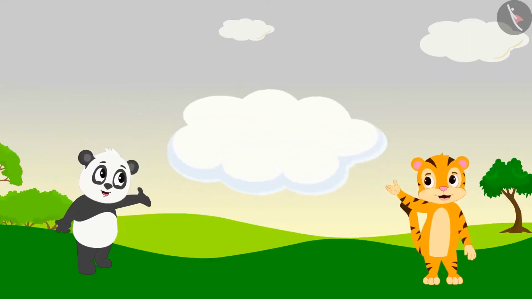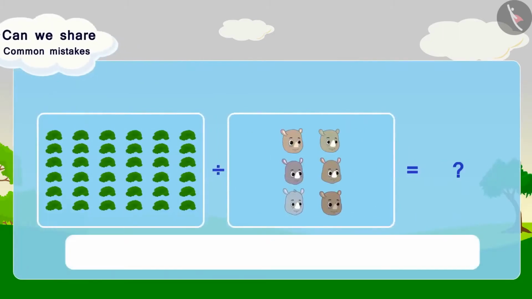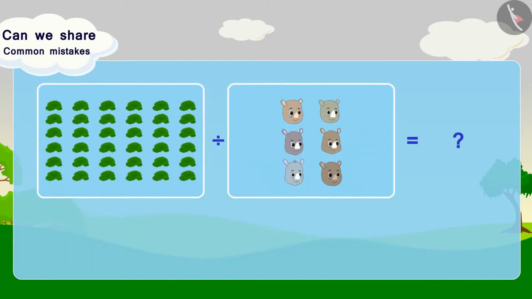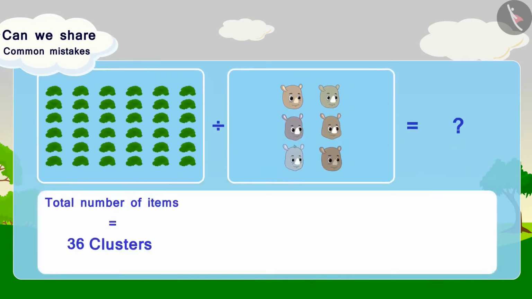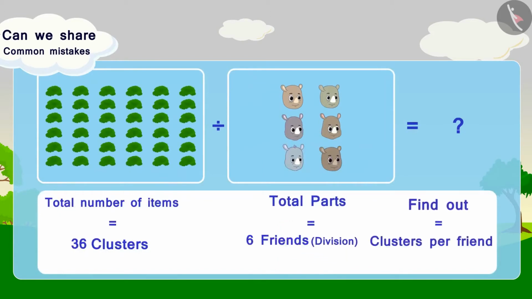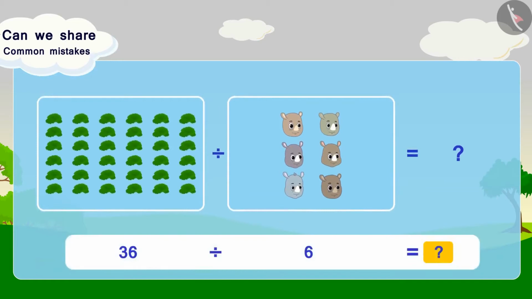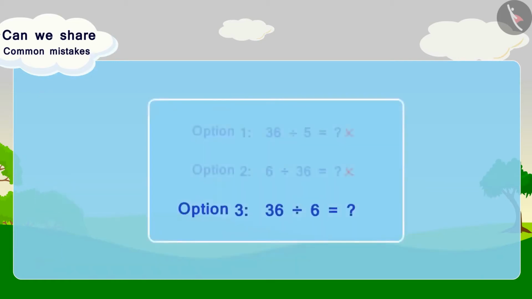Now let's look at option 3. We can write this option like this. 36 clusters divided among 6 friends is equal to how many clusters per friend per part? In this option, we have divided 36 clusters among 6 friends. Thus, it is the right option.